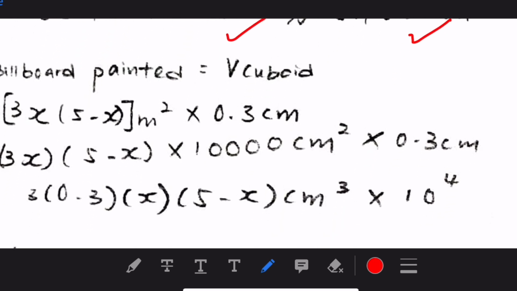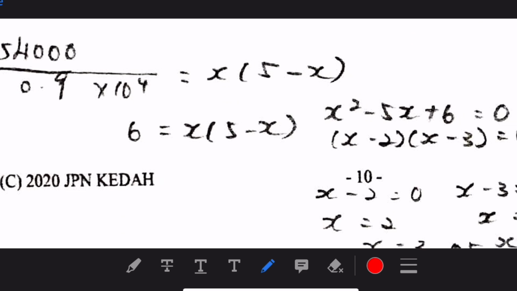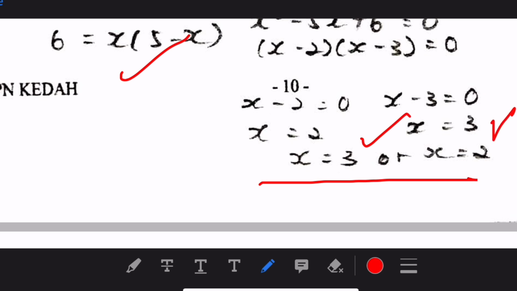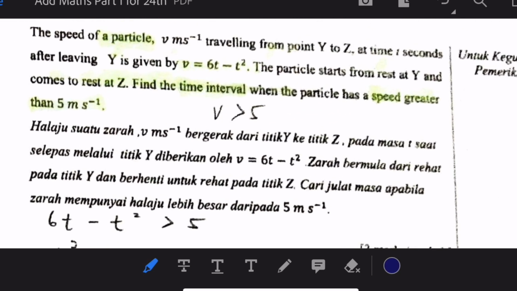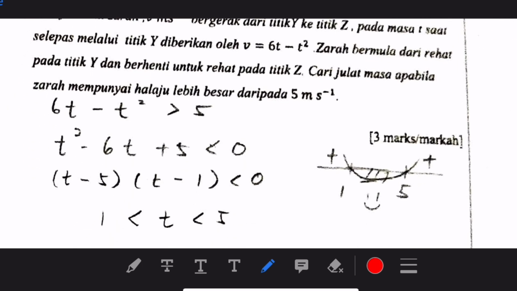54,000. Alright, so then because the volume of paint for the billboard is a cuboid, we have to do a calculation like this. So finally the x that we got is 3 and 2, so this is the right answer. Alright, okay, this one is another question about the speed of the particle that is greater than 5 meters per second.